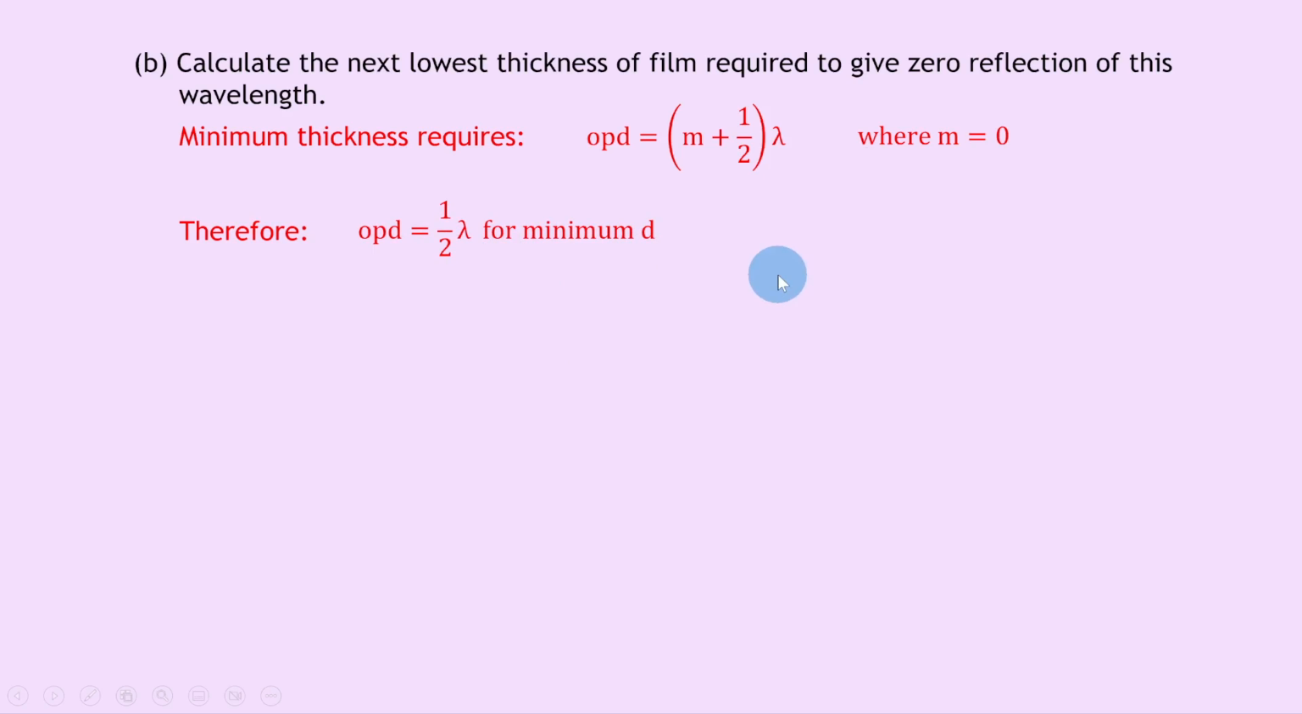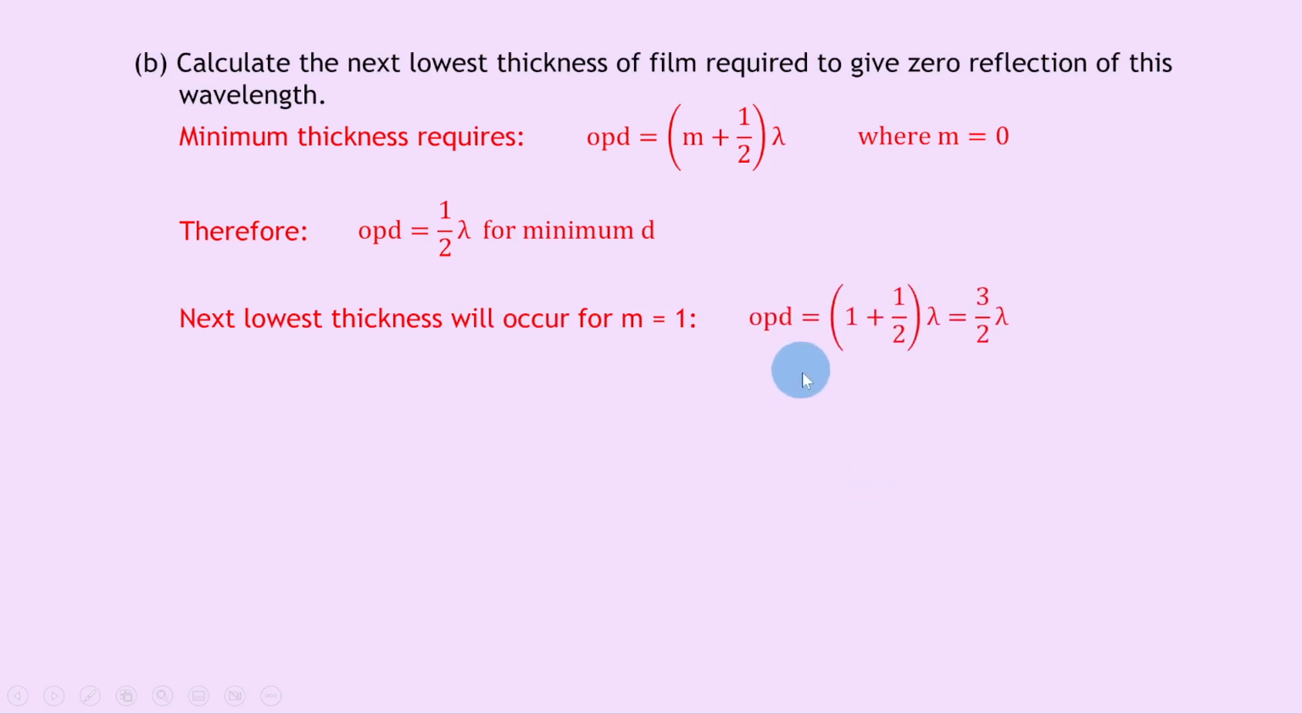And because this minimum thickness was for m equals 0, that means the next lowest thickness will occur for m equals 1. So we could write optical path difference equals (1 plus a half) lambda, which equals 3 over 2 lambda.